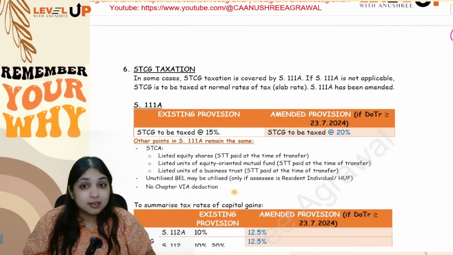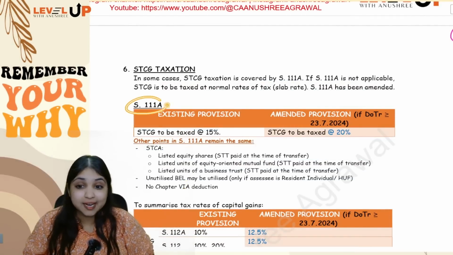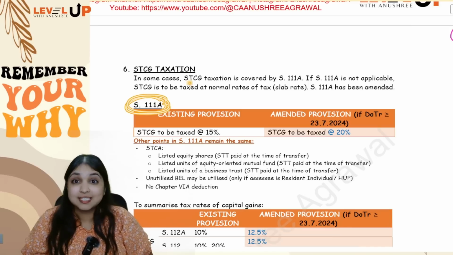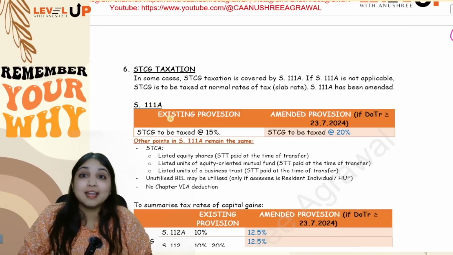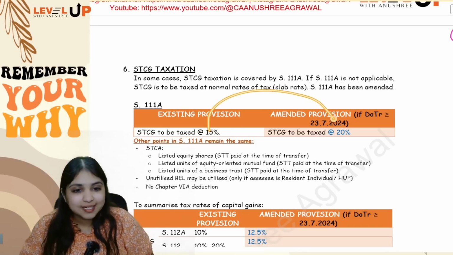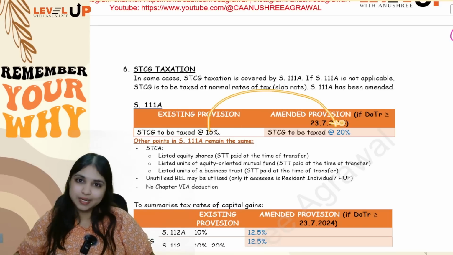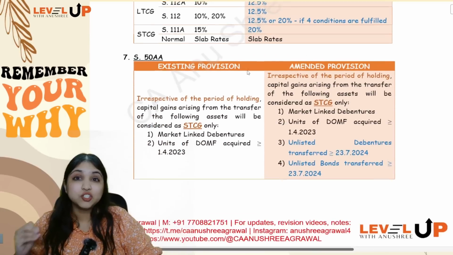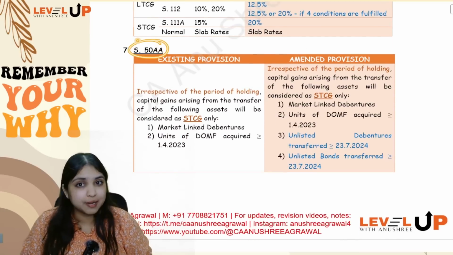The rest of it all remains the same, guys. Even now, you can enjoy 87A rebate against 111A, no chapter 6A, unutilized BEL you can avail if assessee is a resident. So everything else remains the same. Only thing, tax rate is changed from 15% to 20%. Okay. Then coming to the next amendment, section 50AA.